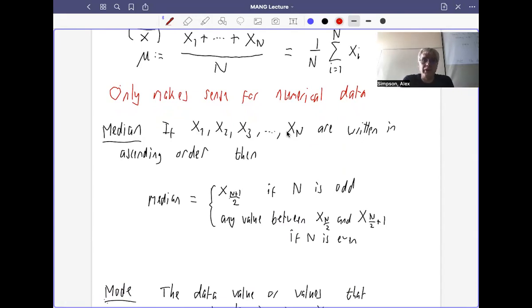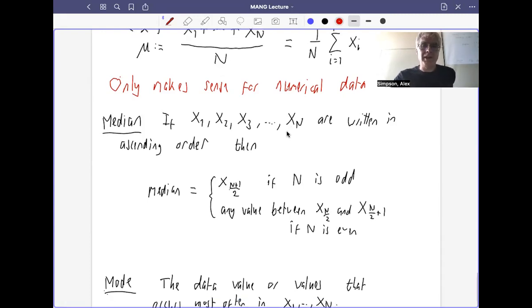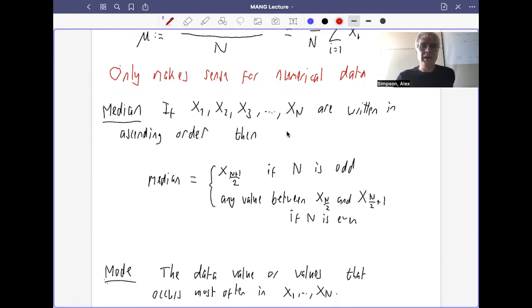For example, it would make sense to talk about the median opinion of the EU in our questionnaire about the EU, because there is an ordering on the opinions about the EU. So the median makes sense for numerical and ordinal data.